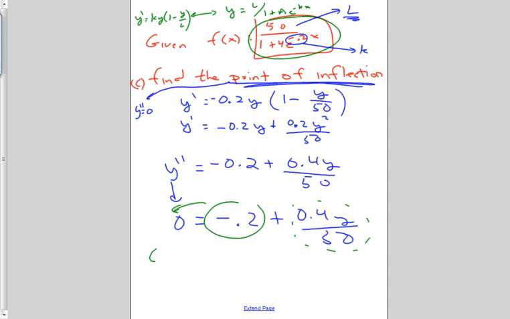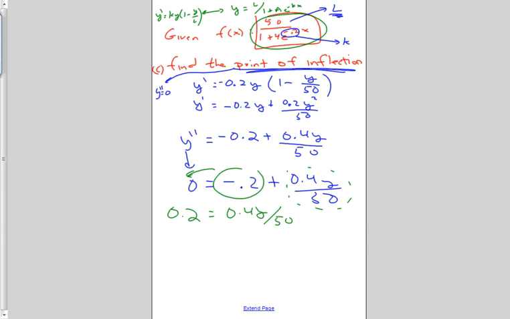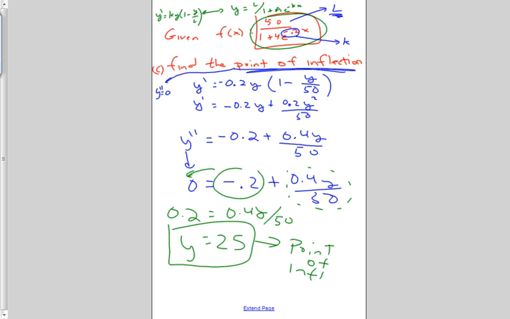So we get 0.2 equals 0.4y over 50. And when you solve this for y, we get y equals 25. That tells us that when y equals 25, we're going to have our point of inflection. Well, typically we want not just the y value, but the x value. So we're going to have to go back and find out what that corresponding x value is, and we'll do that on the next page. We'll start a new page.